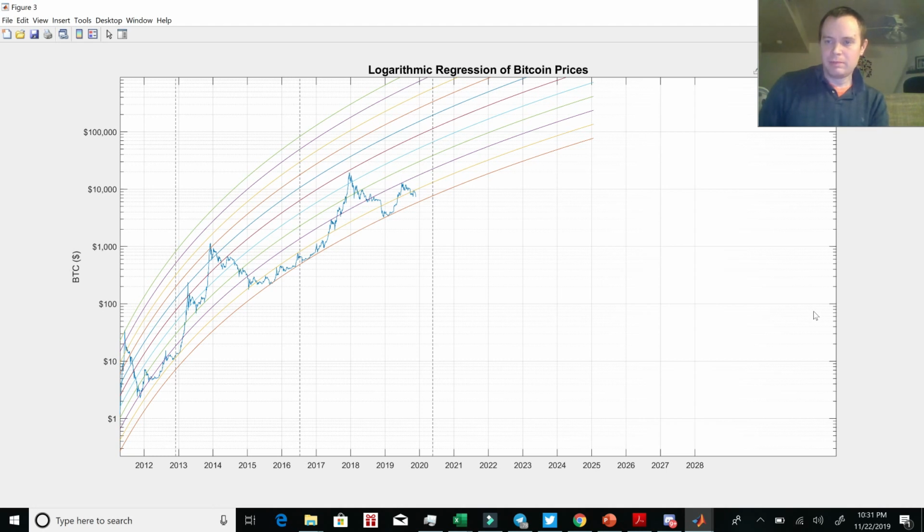Given recent Bitcoin price movements, I just wanted to give you an update of where we are on these logarithmic regression curves because I've gotten a lot of requests to know. So currently we've fallen below this yellow line. I'd like to show you what happened last time.